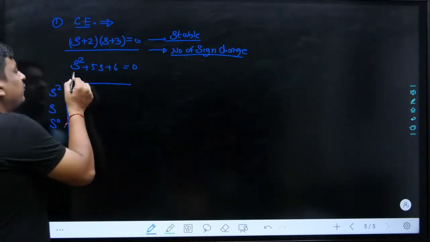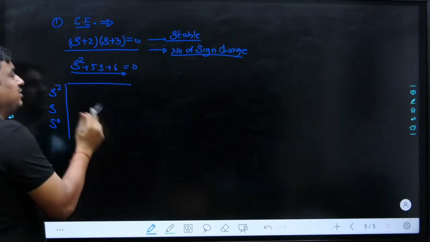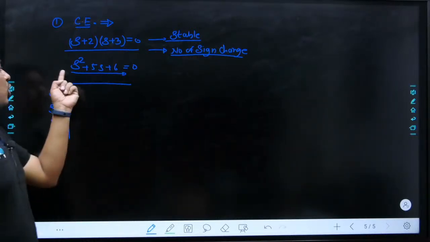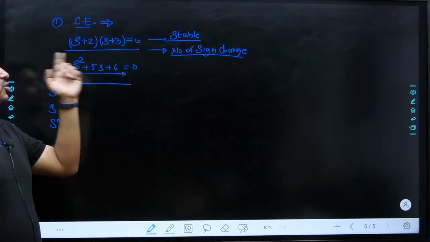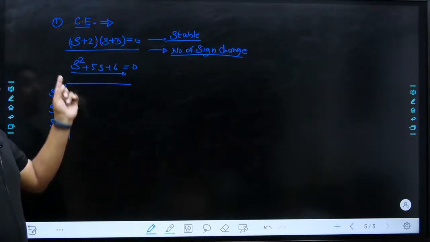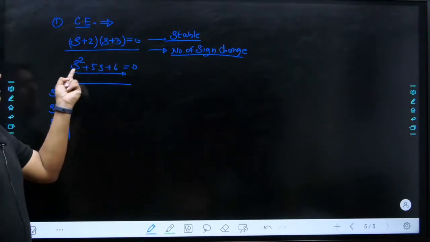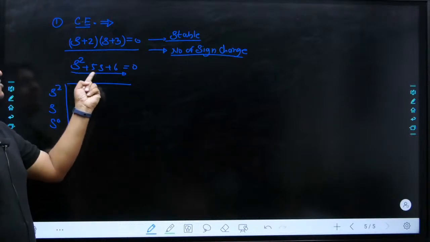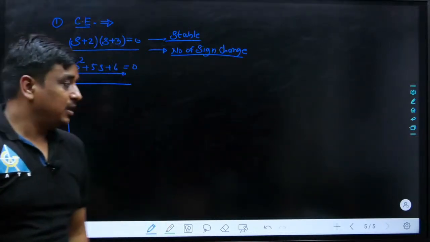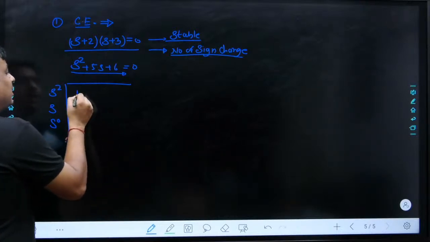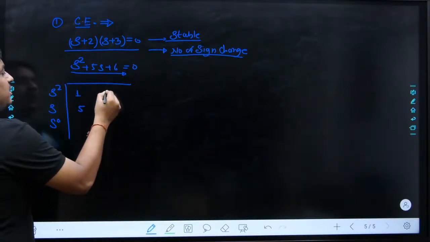And as I have said, first it has to be arranged in decreasing order. Obviously it's there, and there should not be any missing term. That means it should not be the case of s square plus 6 equals 0. If it is a case of s square plus 6 equals 0, deliberately I would feed s square plus 0s plus 6 equals 0. Agreed? So here goes 1. Alternatively I feed 5, and here it goes 6.